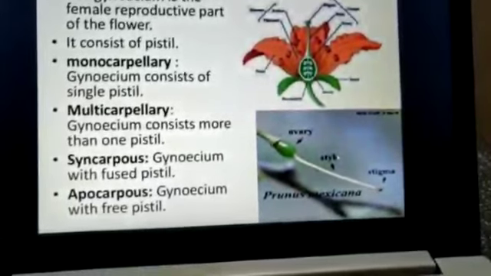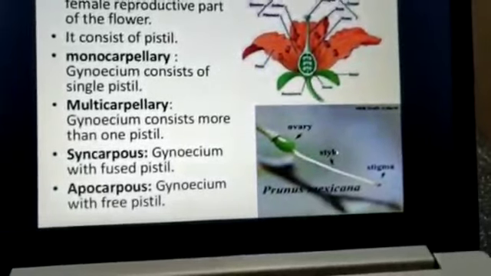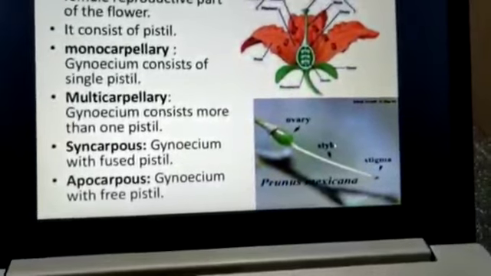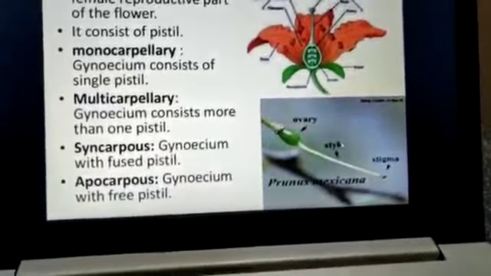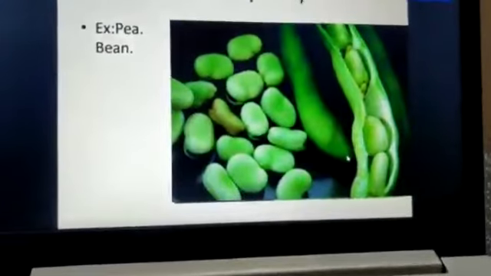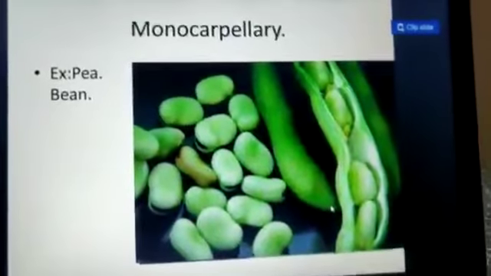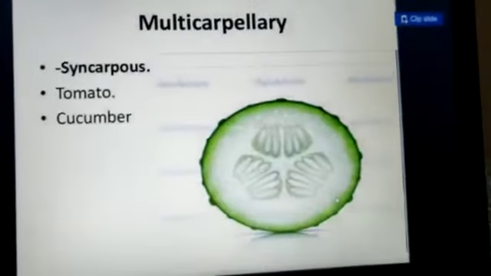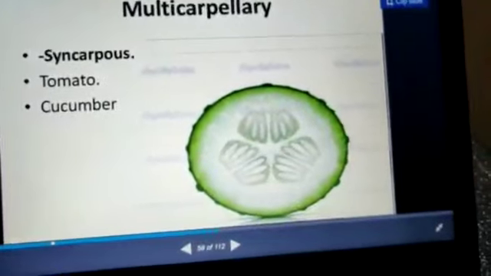Syncarpous, when syn means what? Fused. Okay. When the pistils of the gynoecium are fused, it is termed syncarpous, and apocarpous when the pistils are free. Join, fused, syncarpous; apo, free. Now this is the example of monocarpellary. What are the examples of monocarpellary, with a single carpel or pistil? That is pea and beans. Multicarpellary: tomato and cucumber. In the center you are able to see many ovules are present.